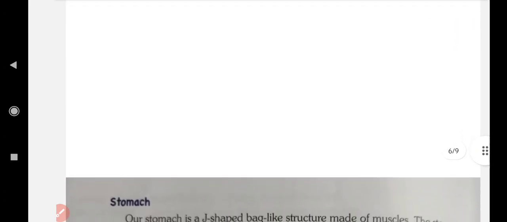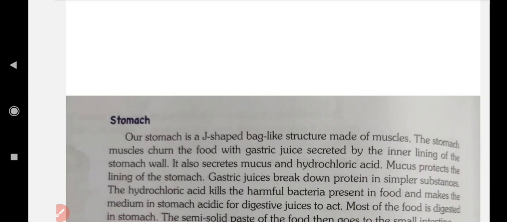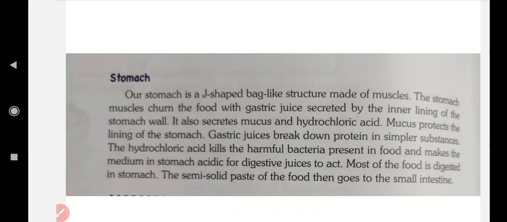Then next, stomach. Our stomach is a J-shaped bag-like structure made of muscles. The stomach muscles churn the food with gastric juice secreted by the inner lining of the stomach wall. So in the stomach, one juice is secreted, that is gastric juice. It also secretes mucus and hydrochloric acid.